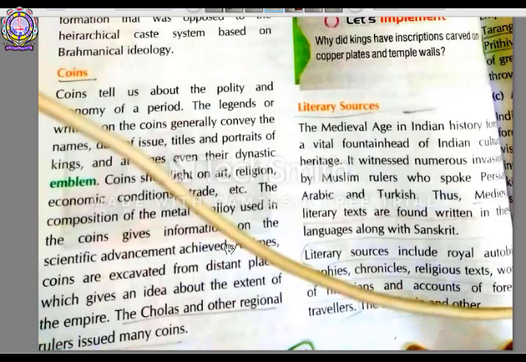So they are the composition. From this we can get the information: how much scientific advancement they achieved, how much knowledge they had of that time, what scientific knowledge and which type of technology they had at that time. Coins are excavated from distant places, which gives an idea about the extent of the empire.